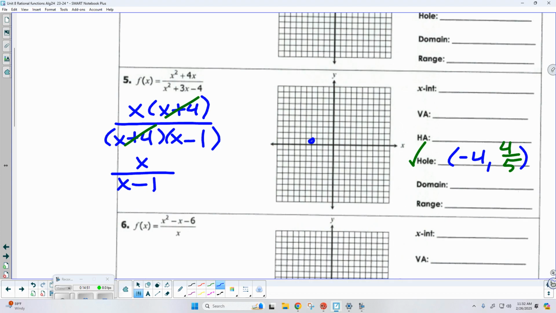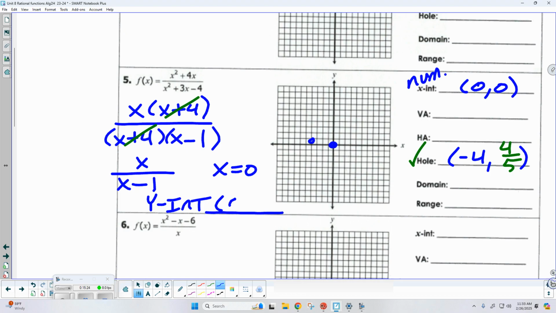All right. So the x-intercept, what was the shortcut? Set the numerator equal to 0. In this case, x equals 0, so the x-intercept is at 0, 0. That kind of helps me out, because what would the y-intercept be? This is the one place where the x and the y-intercept are the same point. If the x-intercept is 0, 0, the y-intercept has to be the same thing.